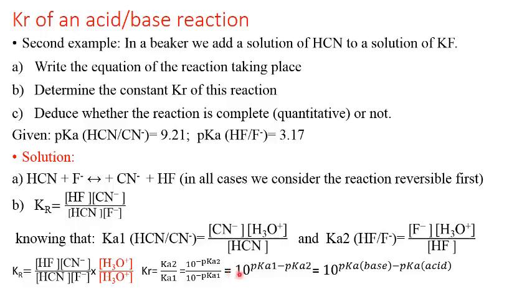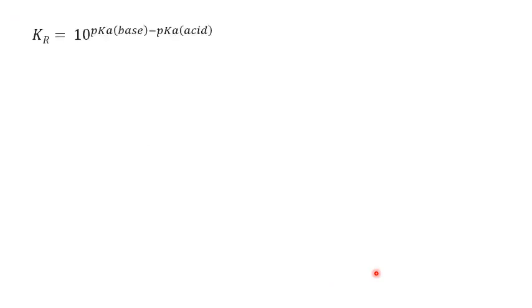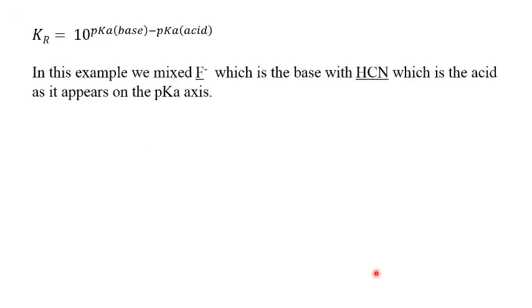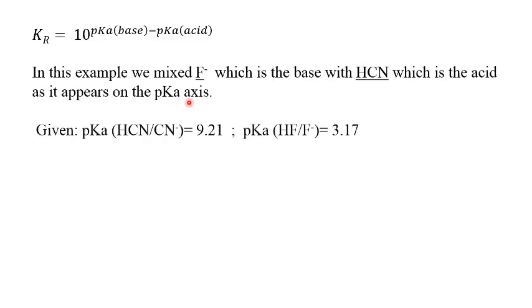As a result, we can say that it is pKa1 minus pKa2, as we worked here, because this one will be in the numerator and it becomes positive. So pKa base minus pKa acid. Again, in this example, we mixed F minus, which is the base, with HCN, which is the acid, as it appears on the pKa axis seen previously.